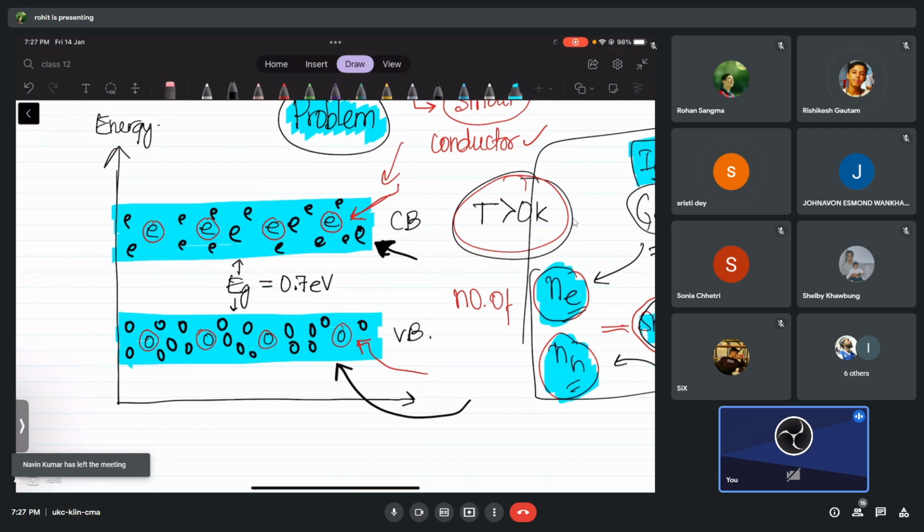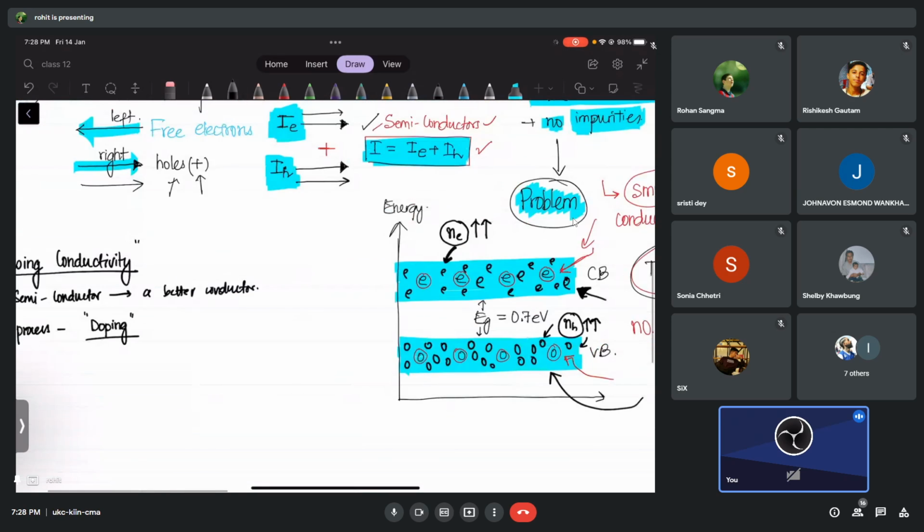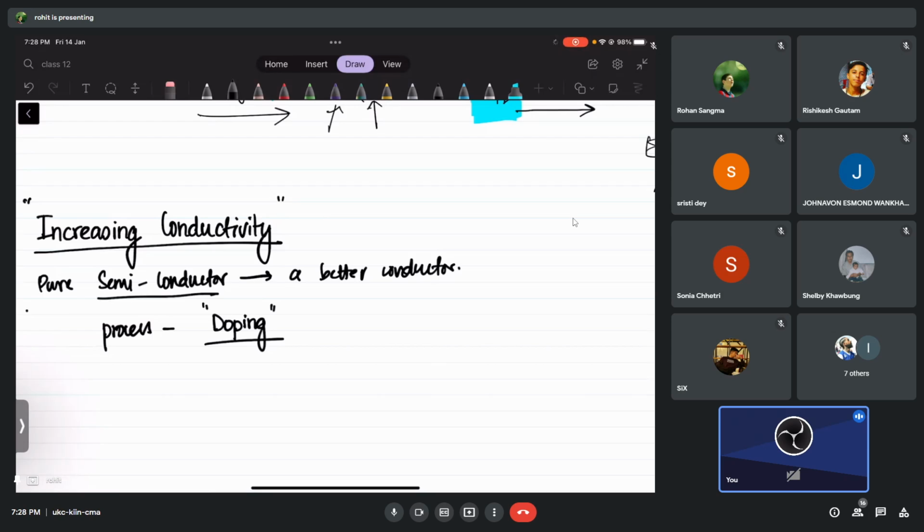Yes. So there are two ways to increase the conductivity. Either you increase the number of free electrons, or you increase the number of holes in the valence band. If you can have a lot of holes, or a lot of electrons in the conduction band, the free electrons, then you have made the semiconductor a better conductor. So how to do it? By a process called doping, as I told you.